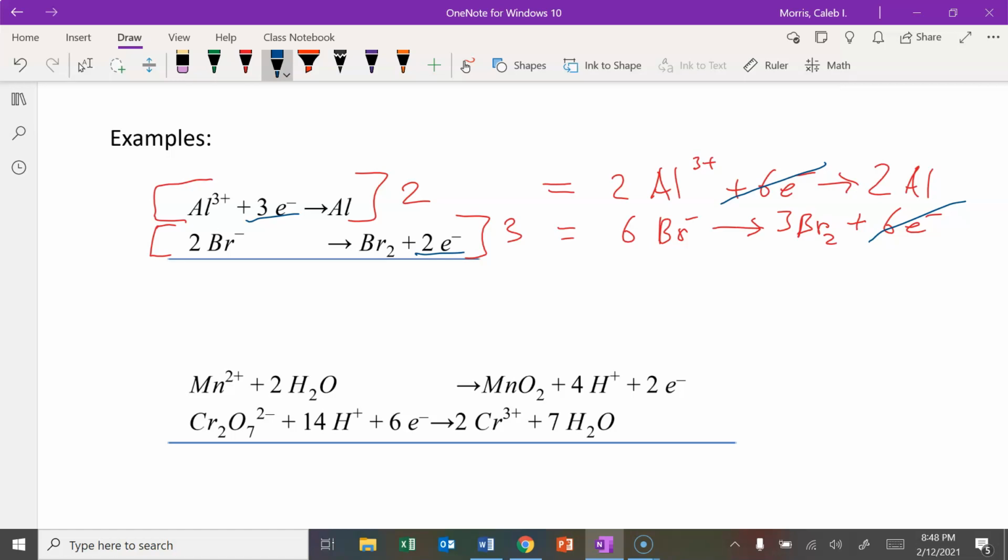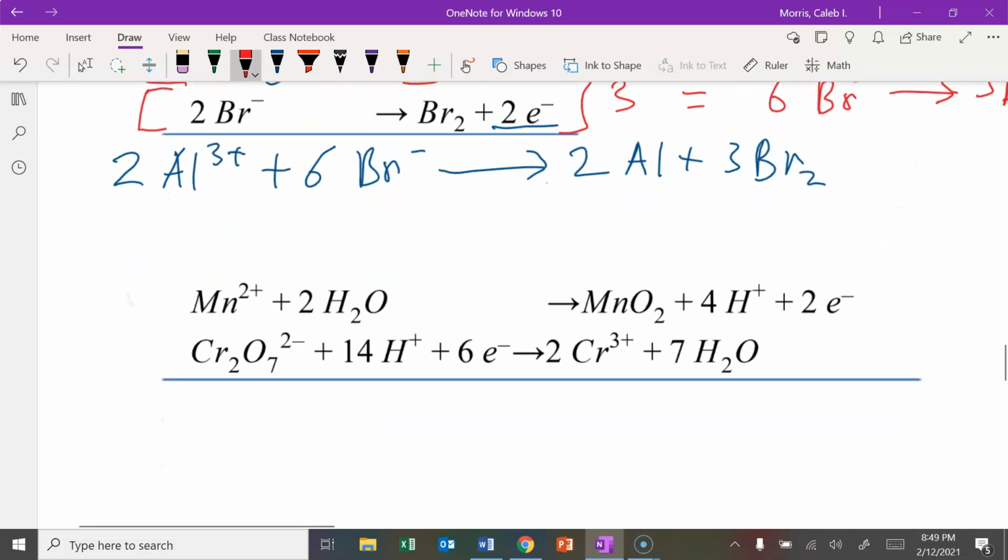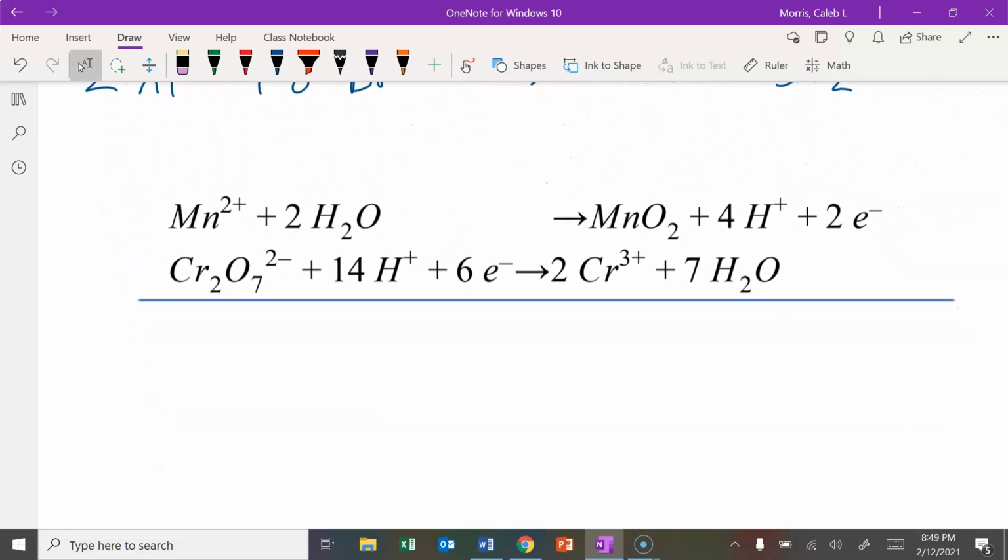So I'm just going to rewrite the equation combining everything together. Reactants are 2Al3+ plus 6 bromide ions. And I got rid of the electrons. Yields 2 aluminum atoms plus 3 bromine molecules, and again we got rid of the electrons. Let's do another example and see what we can do here. If you feel comfortable, try it yourself and then see if you get the same answer.